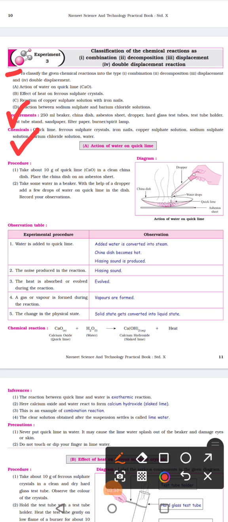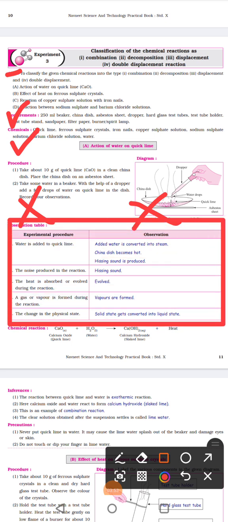In part A, the combination reaction, you have already written the aim, requirement and chemicals. There is no need to write the procedure, no need to draw the diagram, but writing the observation table is compulsory. Then writing the chemical reaction is compulsory, and the inference is compulsory. No need to write the precautions.